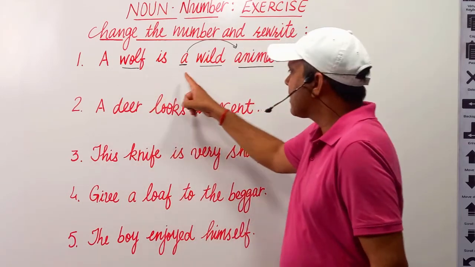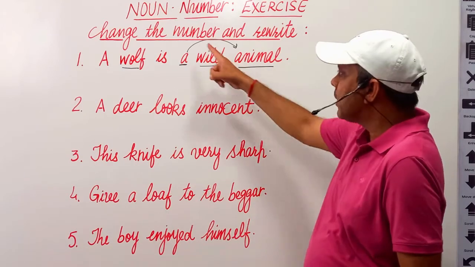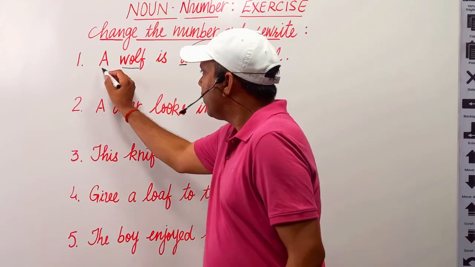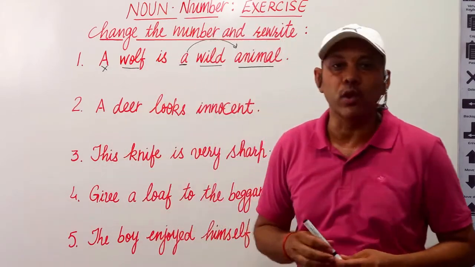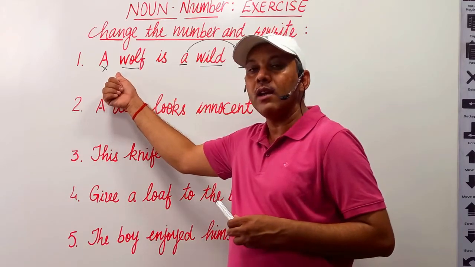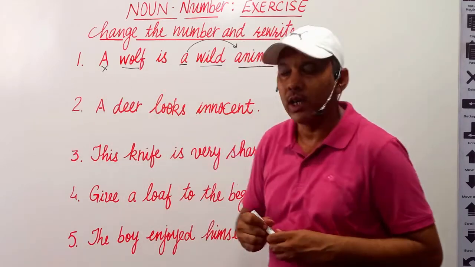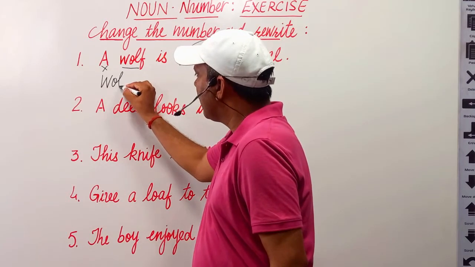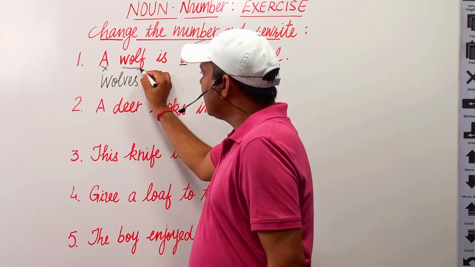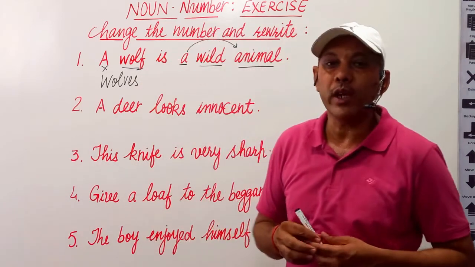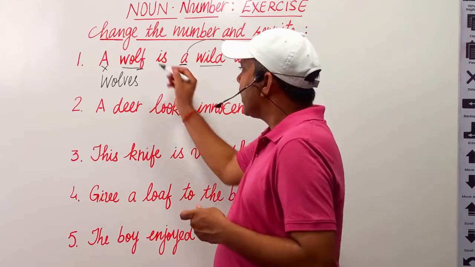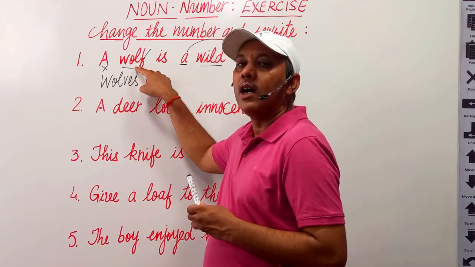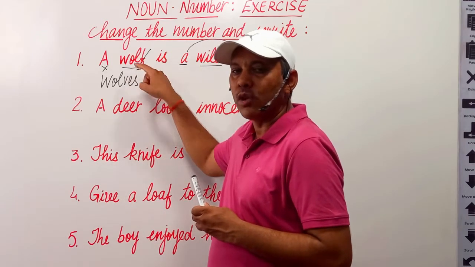A wolf is a wild animal. Change the number and rewrite the sentence. We have to remove this a to make it plural, because a will not remain before a plural noun. In the same way, we can write it wolves. I have told you that for all the words ending in F or FE, we remove the F or FE and add VES to the singular number to make it plural.